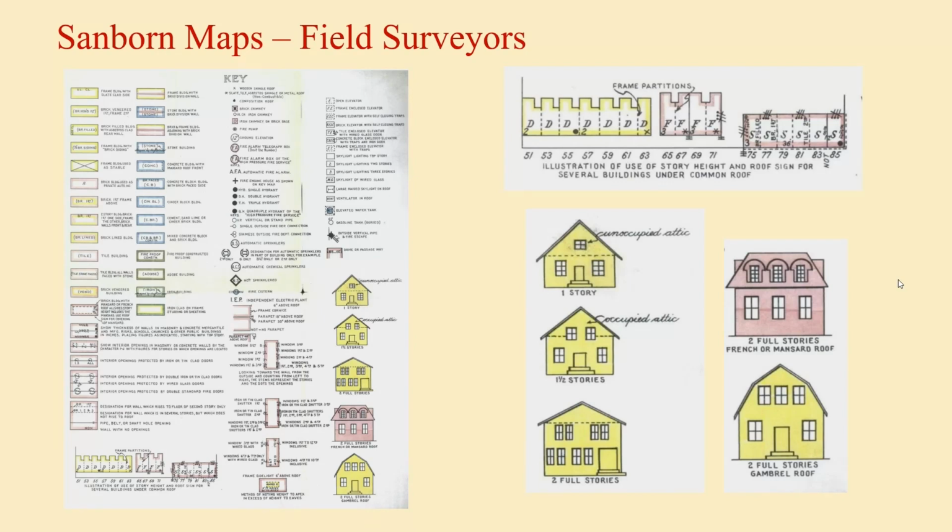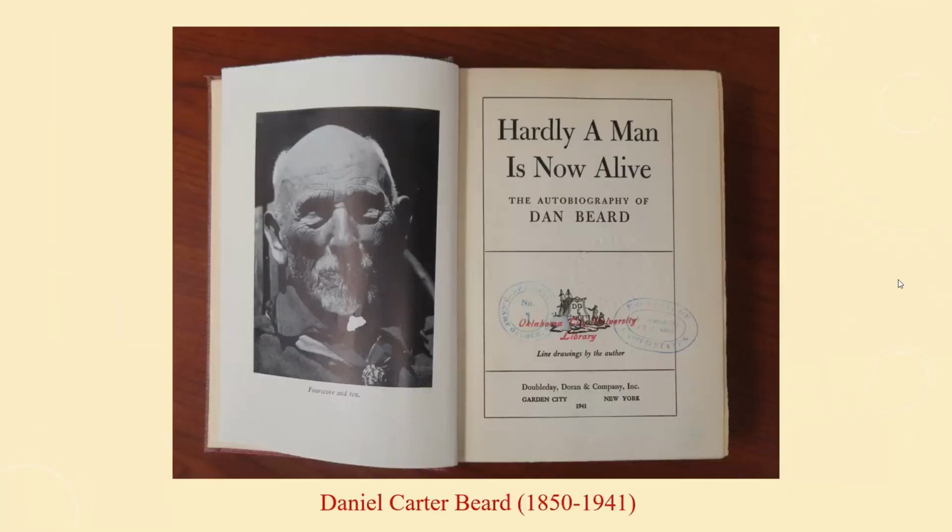Now these surveyors were anonymous. We don't know their names. They went out, they did their job. Their names weren't listed on the maps. They weren't credited. We don't know who they were except for one, and that is Daniel Carter Beard.